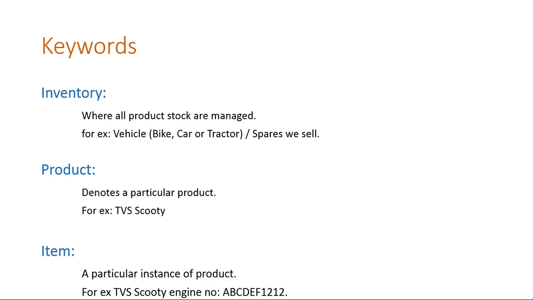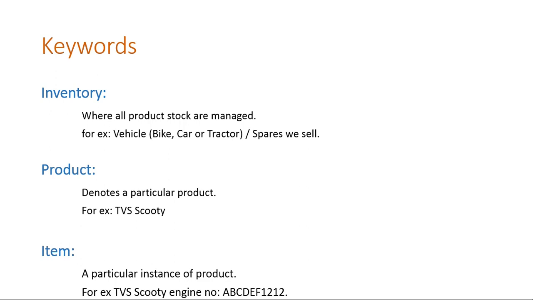These are the keywords of EIMS. Inventory. This is where all the product stocks are managed. For example, a bike, a car, tractor, all these are inventory and its spares are all inventory.